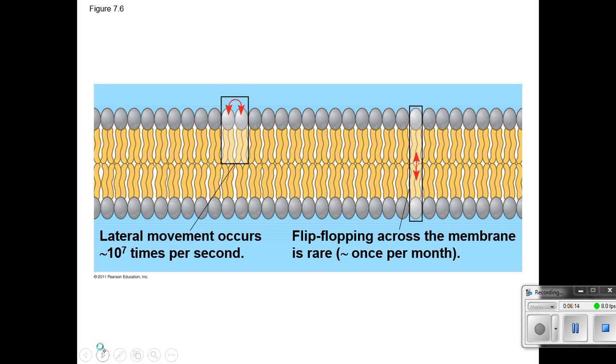So this is showing you the lateral movement that can actually occur. So these can flip-flop here, or they can actually flop across the membrane and be exchanged. That is perfectly normal as long as when it all is said and done, they go back to the same arrangement.